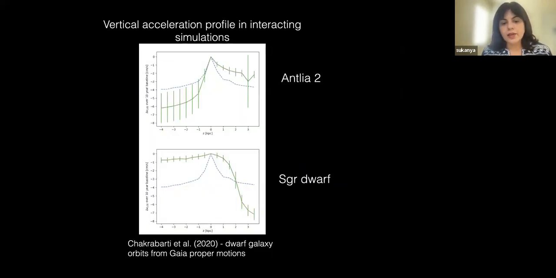So let's now look at these acceleration profiles. Okay, so both of these plots are showing acceleration profiles from two interacting simulations. The top is the Milky Way interacting with Antlia 2, and the bottom is the Milky Way interacting with the Sag dwarf. The blue dashed line here is the equilibrium initial condition, and the green line is the post-interaction profile. This is the acceleration profile after the dwarf galaxy has interacted with the simulated Milky Way.